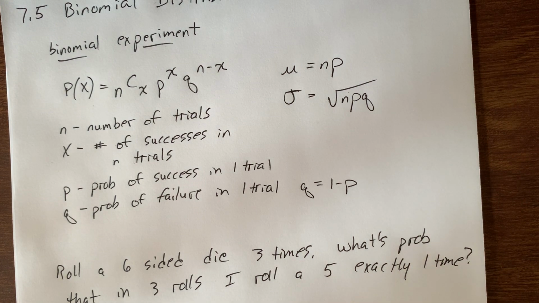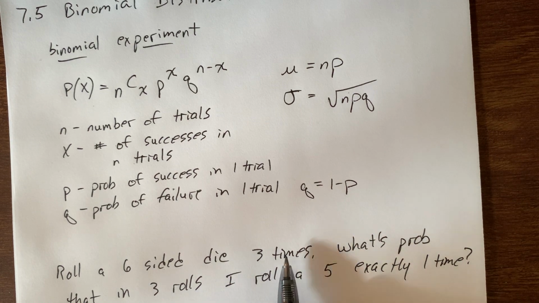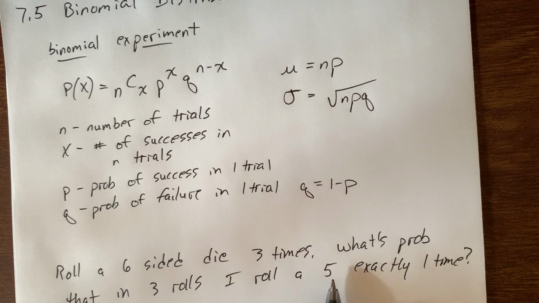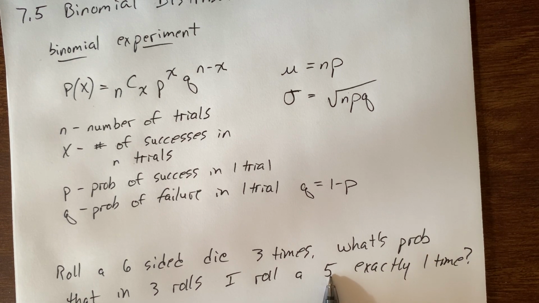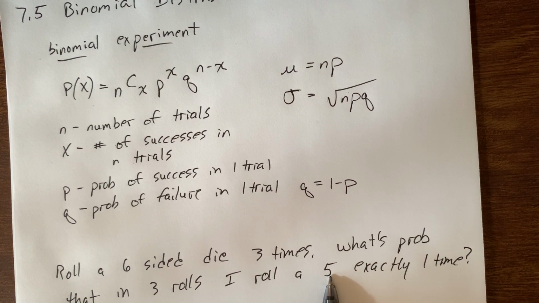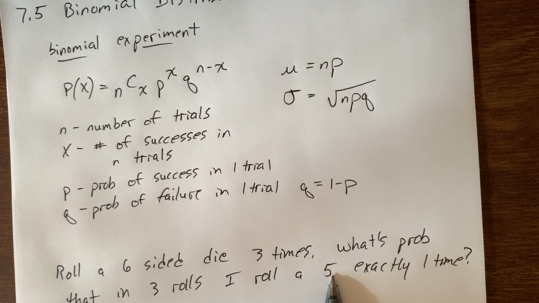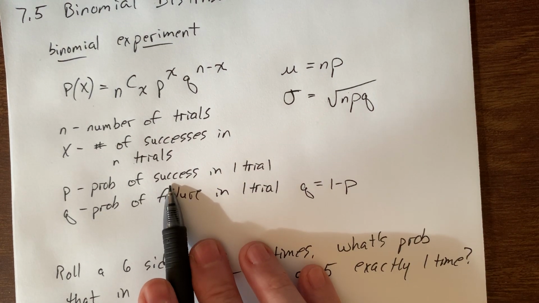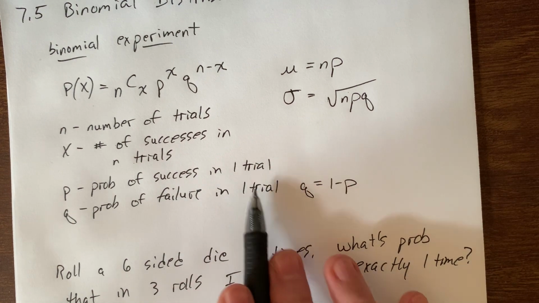Well, how many trials? Every time we roll the die, that is a trial. So there are 3 trials. N is 3. What do I want? Well, I want exactly one 5. So I say rolling a 5 is a success, and I only want to get one 5. So the number of successes is 1. X would equal 1. Well, what is the probability of success? Since rolling a 5, and again, this always goes in 1 trial.